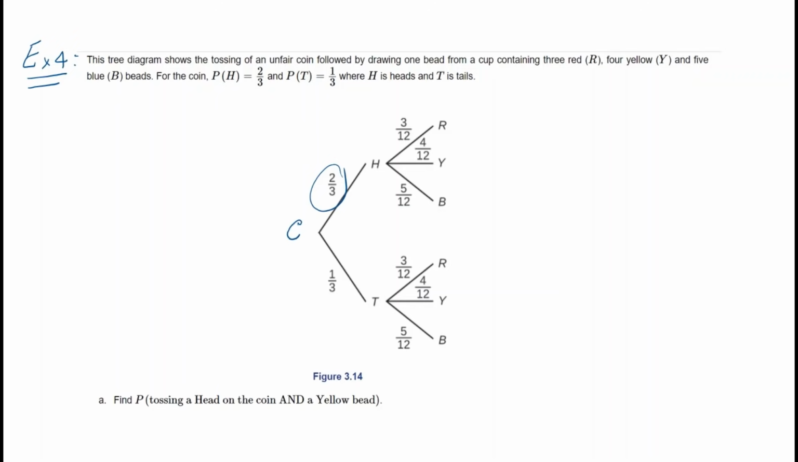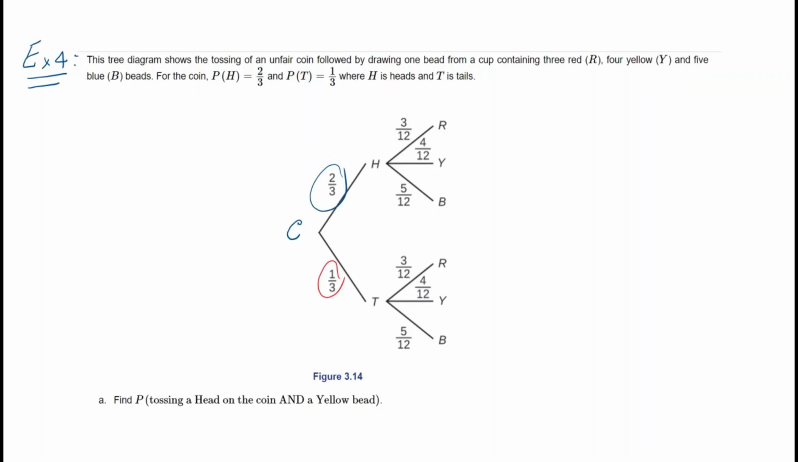So we cannot say that there are only 2 possibilities, a head and a tail, and both head and tail will have probabilities different from a half that is usually taken. And also the tossing of the coin will be followed by drawing a bead from a cup that contains 3 red balls, 4 yellow balls, and 5 blue balls. And for the coin, the probability of getting a head is 2 by 3, the probability of getting a tail is 1 by 3, which is expressed in the tree diagram in 2 different colors.